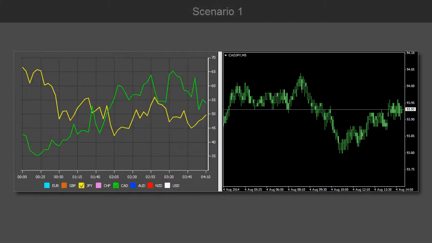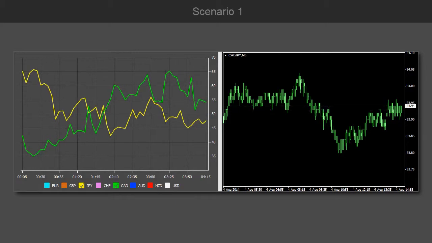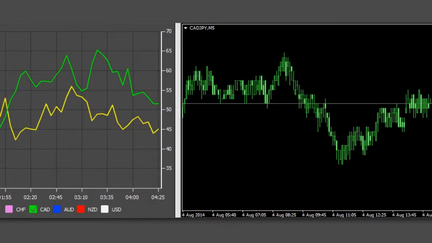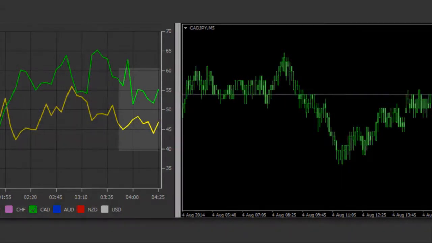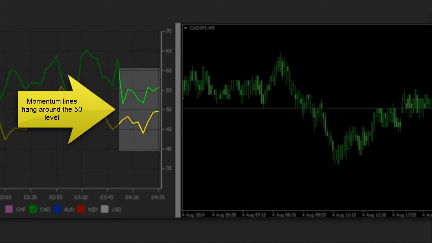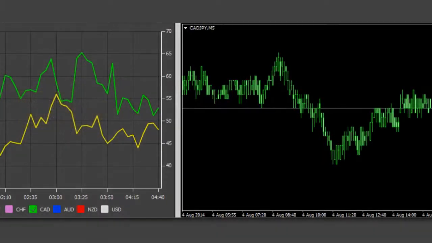This is a Canadian dollar-Japanese yen currency pair. Canadian dollar is represented by the green line and Japanese yen is the yellow line on the histogram. The lines hang around the value of 50. They usually range between the values of 40 and 60, but never go beyond the values of 30 and 70.